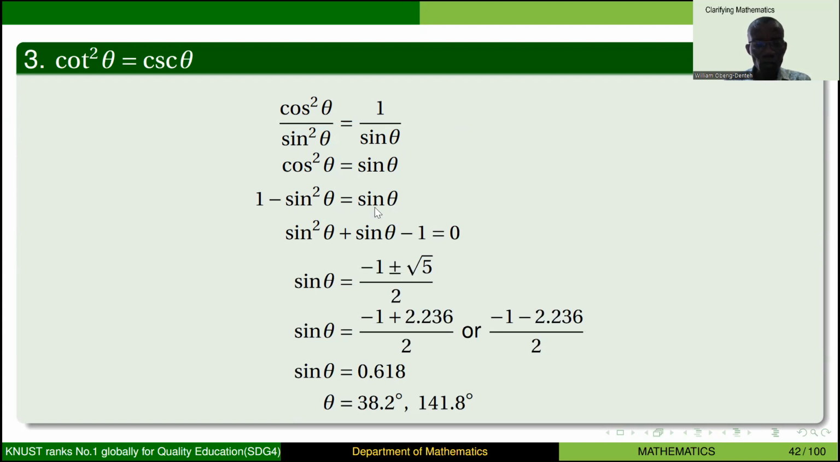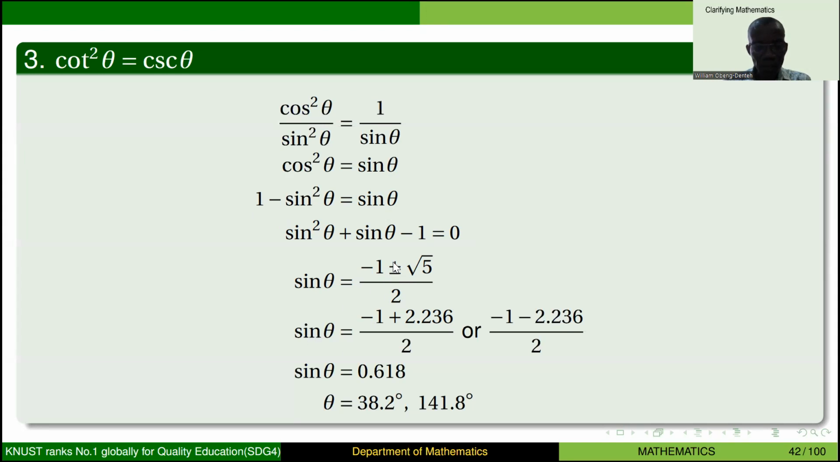Now, from here, we are going to rearrange. So when we do that, we subtract sine theta from both sides. Finally, we multiply through by negative, and that gives us sine squared theta plus sine theta minus 1. Over here too, there's a quadratic in sine theta. So we use the quadratic formula to find our sine theta. So our A is 1, our B is 1, and then our C is negative 1. So using that, we get this expression.